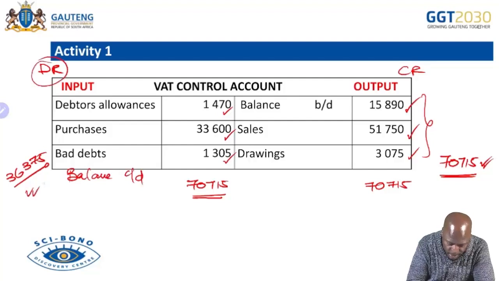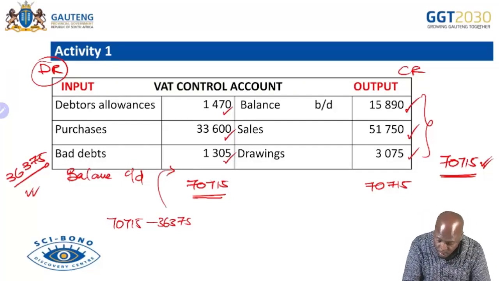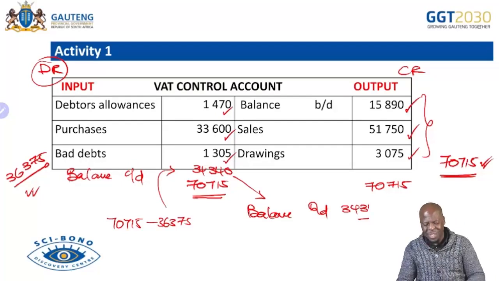It has 36,375. So how do I get that? I'm now saying 70,715 minus 36,375, and that gives me my balance carried down. How much do you get, dear learners? Okay. Someone is saying we get 34,340, which therefore comes down here as my balance brought down, 34,340. Wow. Thank you so much.